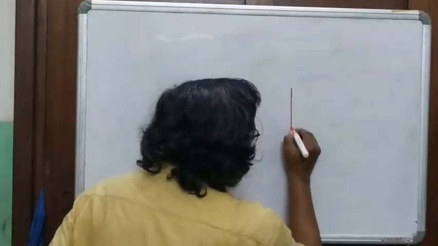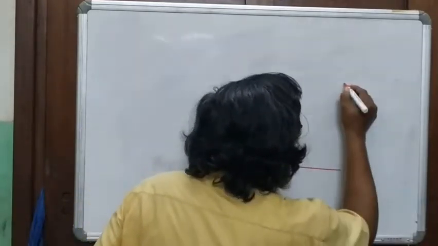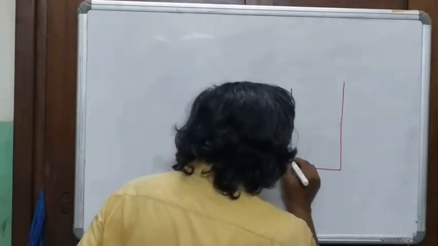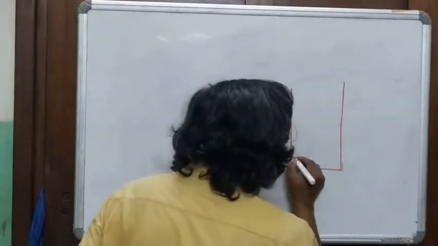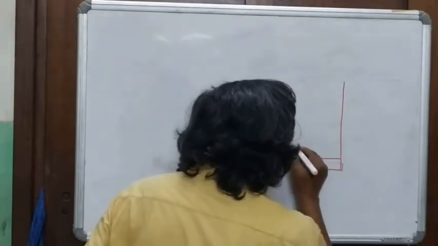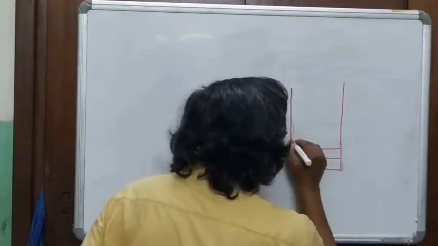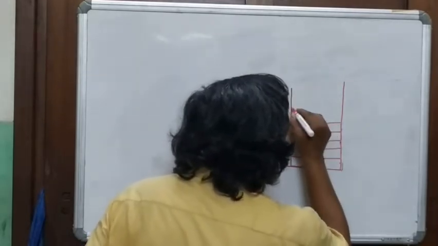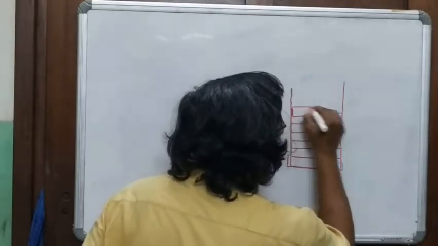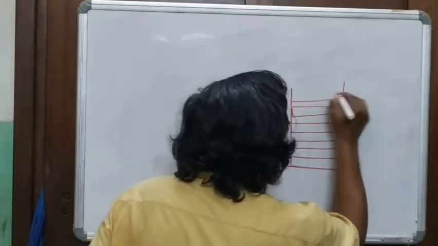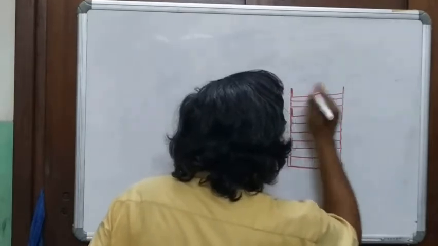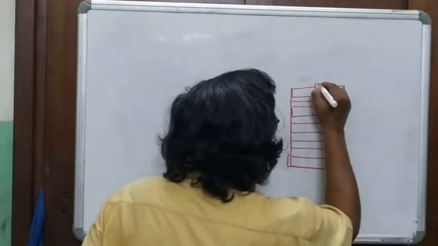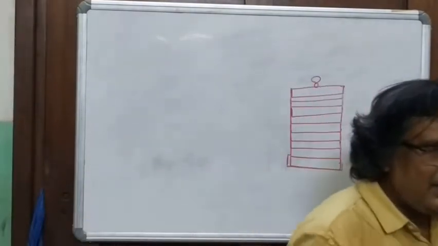a sort of machine which has a flat bottom. There's a cup at the bottom, and there are cups like this. What are these called? And then you have a lid. What are these individual ones called? Sieves.